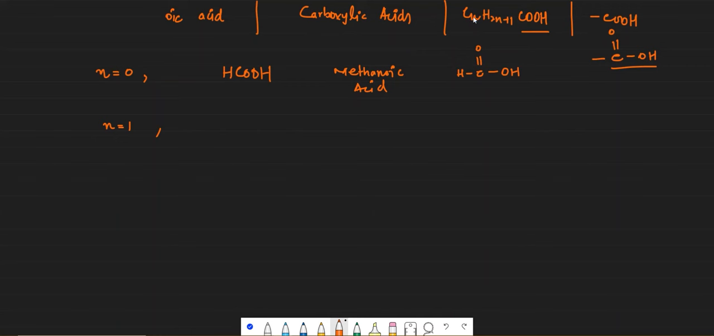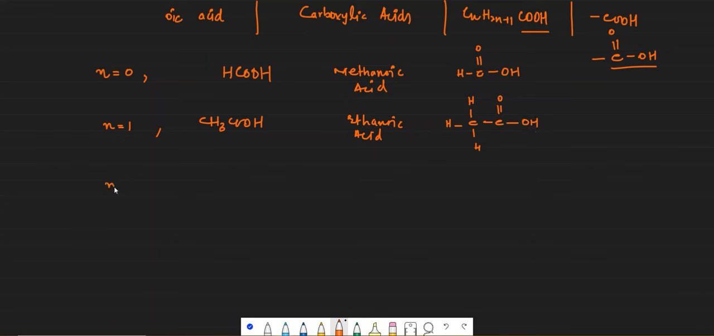If n is equal to 1, then the formula would be C1, H is 2 times 1 is 2, plus 1 is 3, so CH3COOH. It would be called ethanoic acid. Remember, whenever you're counting the carbon atoms of an acid, do not forget the carbon atom that is attached to the functional group. There are two carbon atoms, 1 and 2. So how would you write this? CH3, C double bond O, OH.